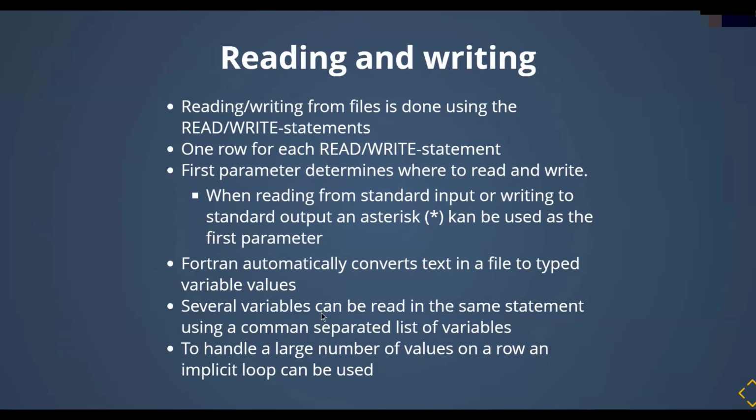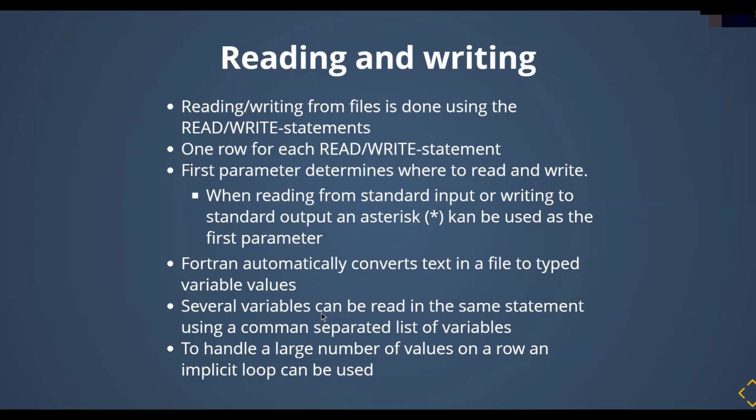So another important thing in Fortran is being able to read and write data in different forms. Reading and writing for files is very similar to what you do in Python. You have a read statement for reading data and a write statement for writing data. There is some difference here from Python: the read and write statements always read one row or write one row. The first parameter of read and write determines where to read and write. So if you want to read from standard input or write to standard output, you put a star as the first parameter.